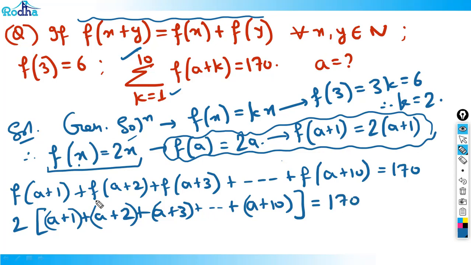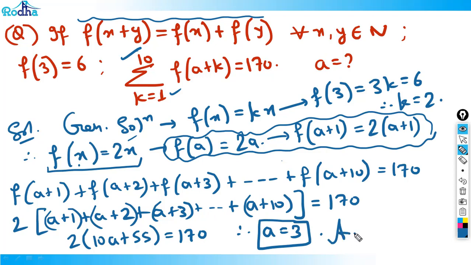So I need to find the value of a now. If I solve it, I'll get twice of 10a plus 55, because a plus a ten times gives 10a, and 1 plus 2 plus 3 till 10 is 55. Twice of 10a plus 55 is 170. So 10a plus 55 is 85, and 10a is equal to 30, therefore a is equal to 3. So a equal to 3 is the answer for this question. Just one step ahead, with a little bit more information given, that will also work out, right?